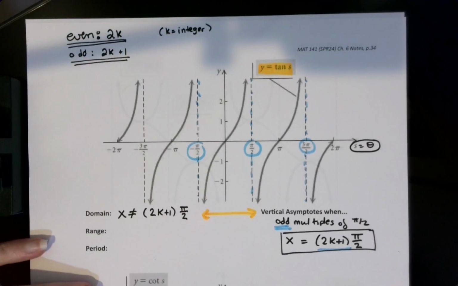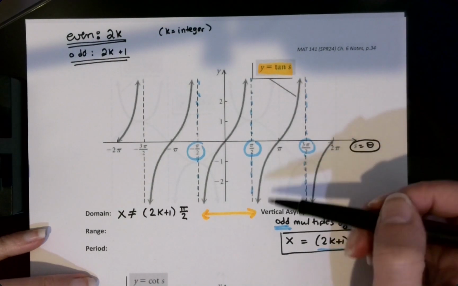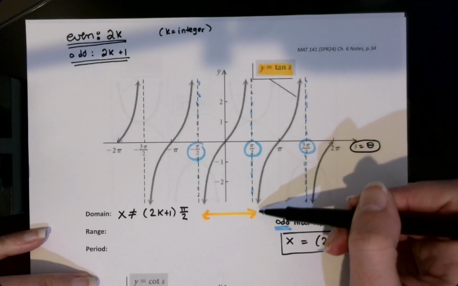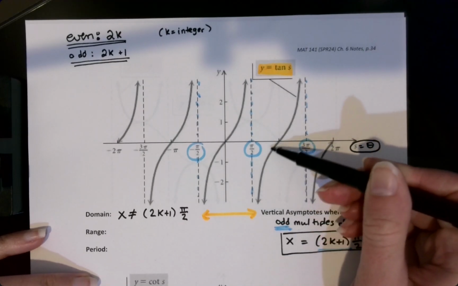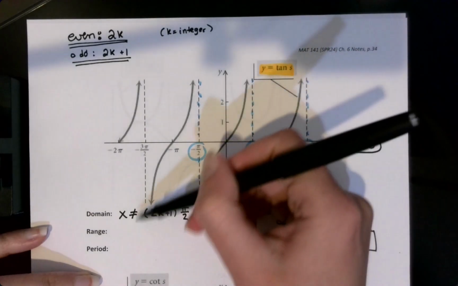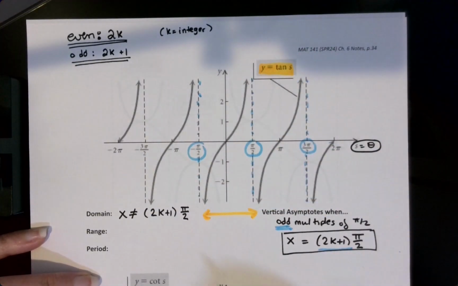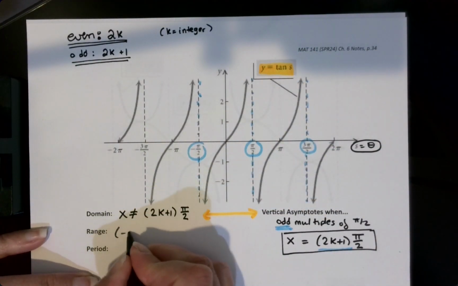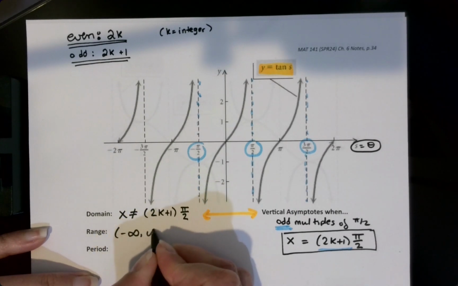Now for the range. Y values, this goes down forever, goes up, goes through 0, goes up forever. Any of these goes through any y value, so our range is certainly going to include all y values, negative infinity to infinity.